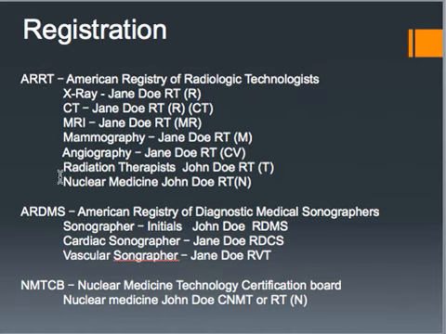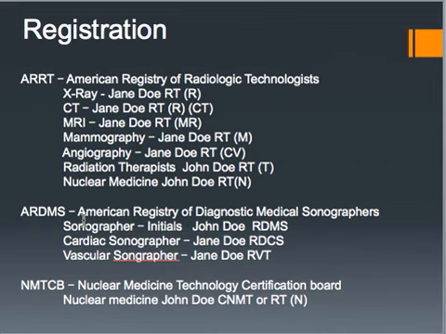Nuclear medicine, if you notice, can be registered through the ARRT and the NMTCB, the Nuclear Medicine Technology Certification Board. So it's important to know that with nuclear medicine, both of these are registering bodies, ARRT and NMTCB. So a nuclear medicine technologist like John Doe can have the initials CNMT for Certified Nuclear Medicine Technologist, or RTN for Registered Technologist in Nuclear Medicine. So kind of know some of these initials.